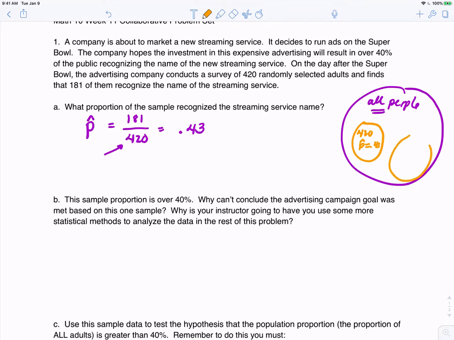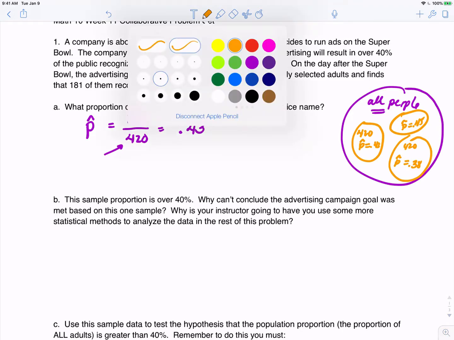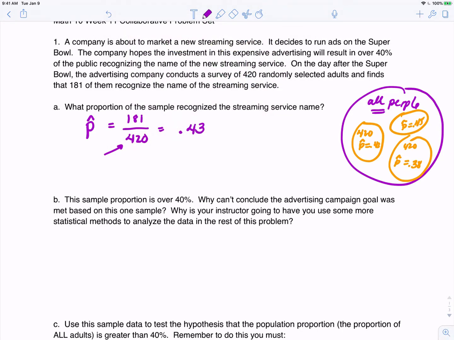If you were to survey a different group of 420 people, you'll probably get a different sample proportion. Maybe this one's 38%. Another group, your sample proportion might be 45%. The sample proportions will vary from sample to sample. But what hypothesis testing does is it tells us, does this one sample give us evidence that the population proportion is over 40%.